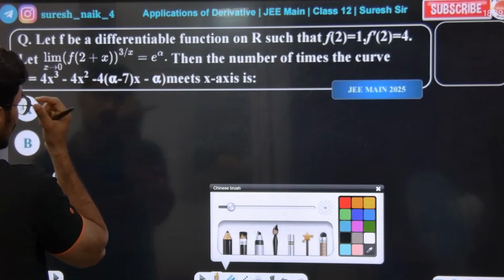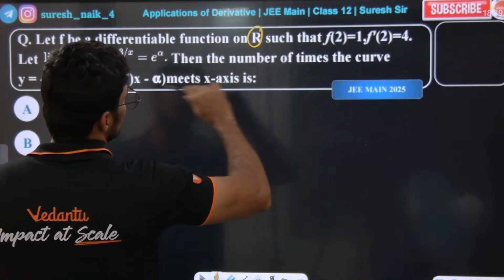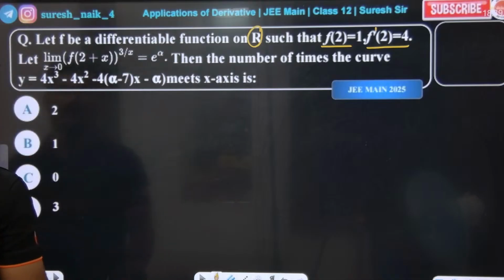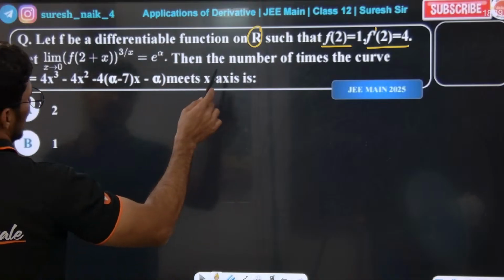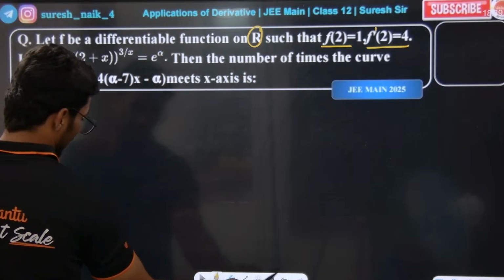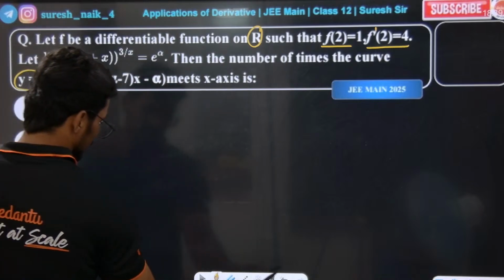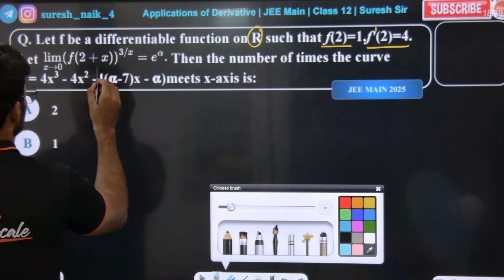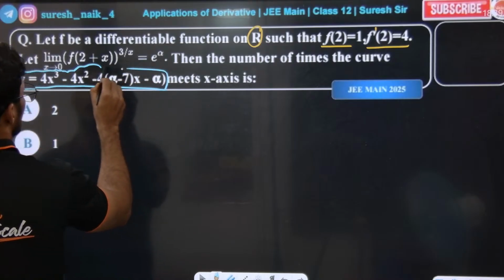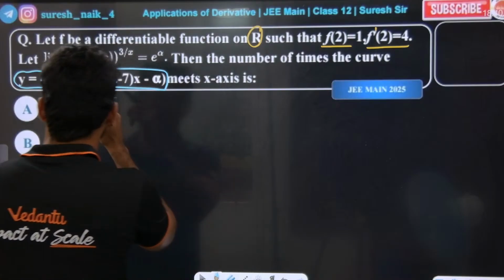Let f be a differentiable function on all real numbers such that f(2) = 1 and f'(2) = 4. The limit of this expression is equal to e to the power of alpha. Then find the number of times the curve meets the x-axis. Okay, first we'll solve this.